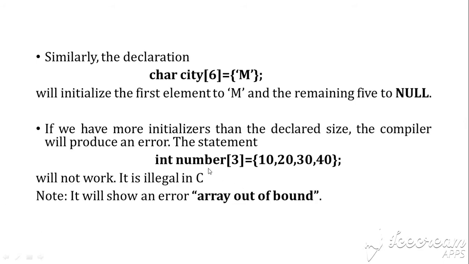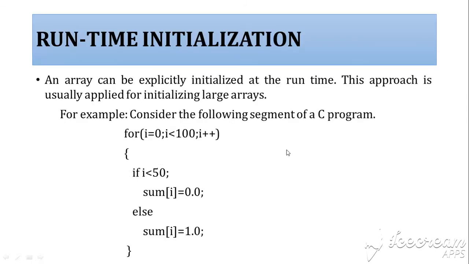In the other case, here is a case which violates the way the maximum size of the array is declared and the total number of elements assigned to the array. So you have an integer array named number whose maximum size is 3 but is being initialized with 4 elements, which is totally illegal in C, and you are likely to end up with an error such as array out of bound.